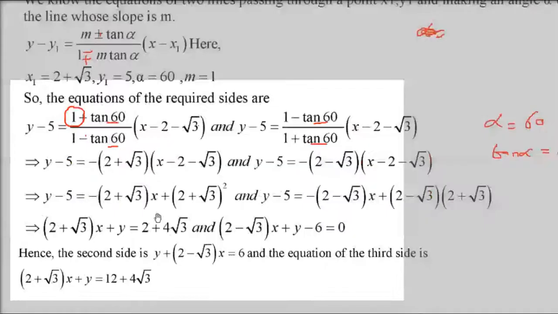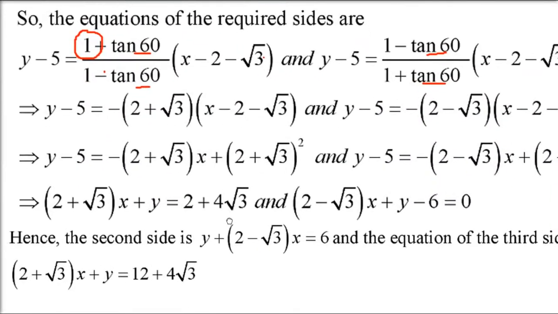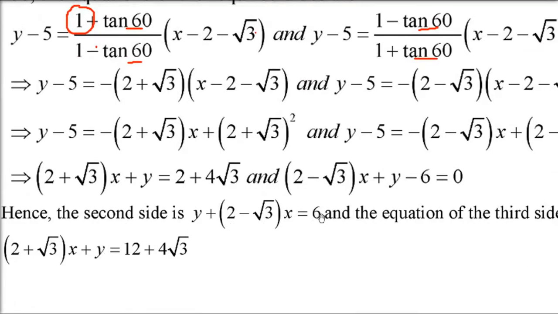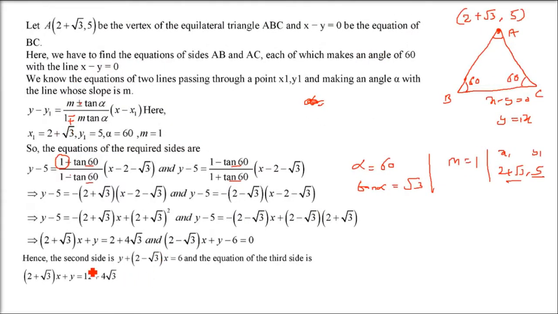So now let us solve it. One equation is already given to us, which is y plus 2 minus root 3 x equals 6, which we already got. The second equation is already there in the question. So the other equation is the equation we are talking about. This is the answer you are going to write. So this is the third equation.